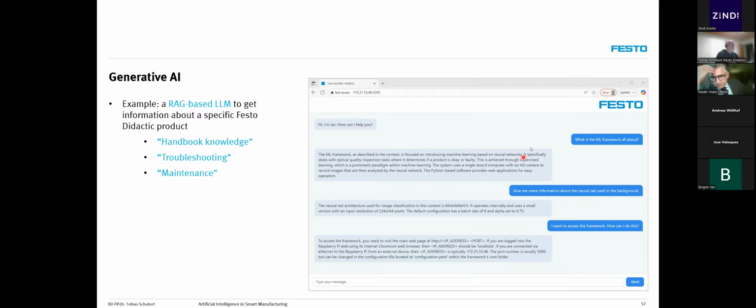So we did something else. As you can see, it's a local IP address. It's running locally on a computer, which is in a lab of a vocational school. They can ask about what is the machine learning framework, how can I access its stuff, and all that kind of different topics. They can also add their own documents. They can remove our documents. They can play around with that kind of small large language model. And I guess that will definitely change the maintenance part in factory.